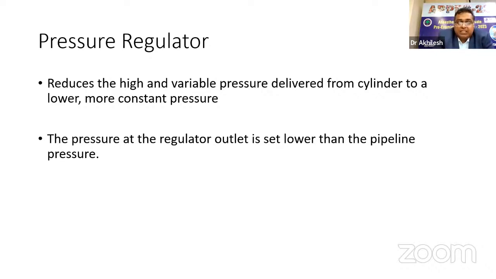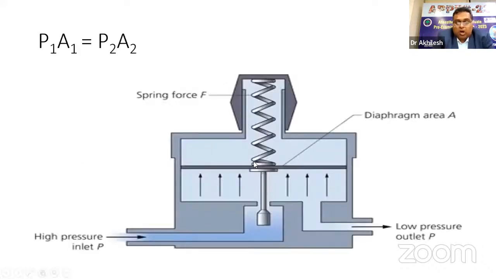Now cylinders are at high pressure, so the pressure has to be reduced. The regulator reduces the high and variable pressure delivered from a cylinder to a lower and more constant pressure. The cylinder pressure is usually variable, so there comes the role of a pressure regulator. The pressure at a regulator outlet is set lower than the pipeline pressure. This is a very important concept, and I will be talking about it once I finish with this. This is how the pressure regulator works.